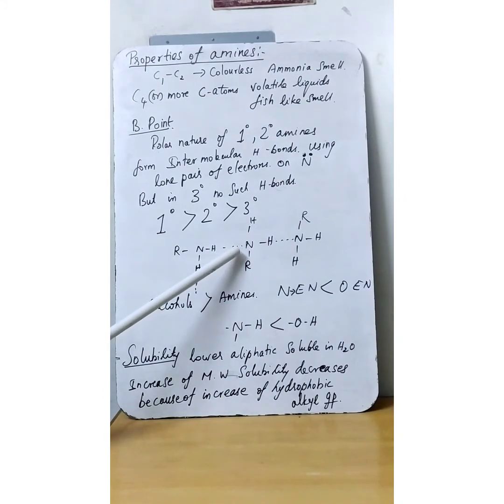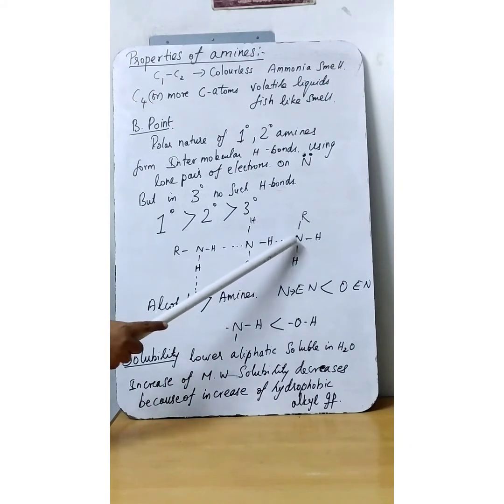Between amines, hydrogen bonding occurs this way. The dotted line is nothing but a hydrogen bond. This is one amino compound, this is another one and this is another. Between these three, the hydrogen from this amine and this nitrogen will form a hydrogen bond. In the same way, this hydrogen and this nitrogen form a hydrogen bond. What is meant by hydrogen bond? A hydrogen atom bonded to highly electronegative elements like nitrogen, oxygen and fluorine.